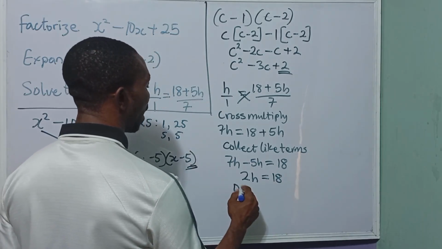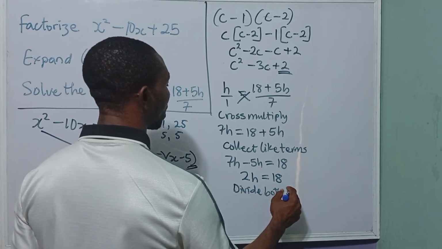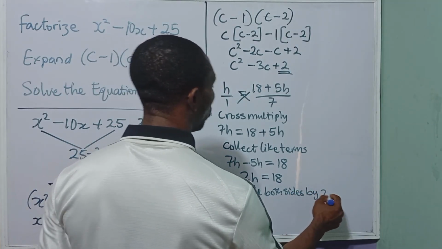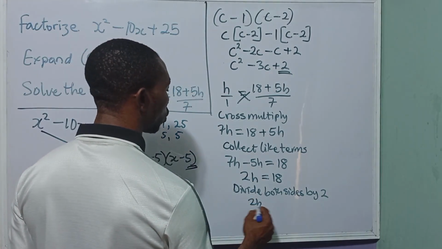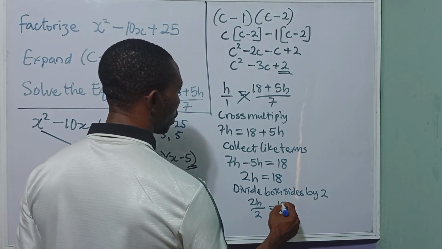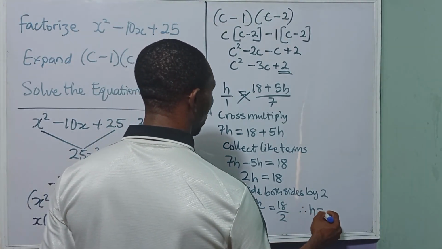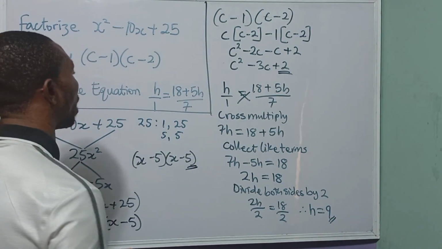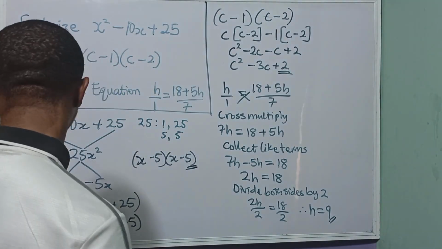Now we'll divide both sides by 2, which is the coefficient of h. So this becomes 2h over 2 equals 18 over 2. So therefore, h equals 9. So with this, we've solved the equation to find the value of h as 9.